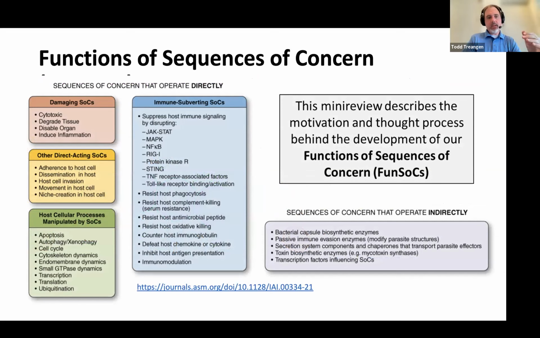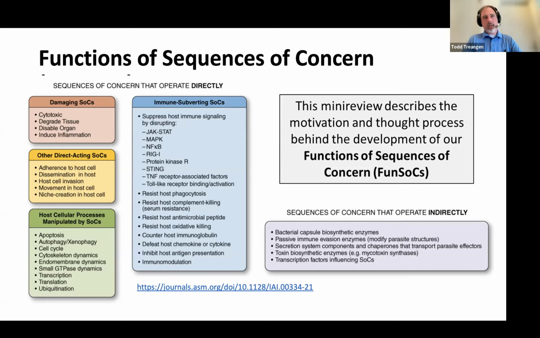Okay, so we have damaging sequences of concern. We have direct acting sequences of concern. We have host cellular processes manipulated by sequences of concern, and we have immune subverting sequences of concern. And then we have indirectly acting ones. So on this slide, we essentially have these bins of sequences of concern, which, again, are all based off of previously published literature, where we're just binning them out and populating them with example proteins. Some of this work has already been done, obviously, and some of it we're dividing up into finer grain bins. But again, this is all based off of prior work and then leveraging our team's expertise to refine further.